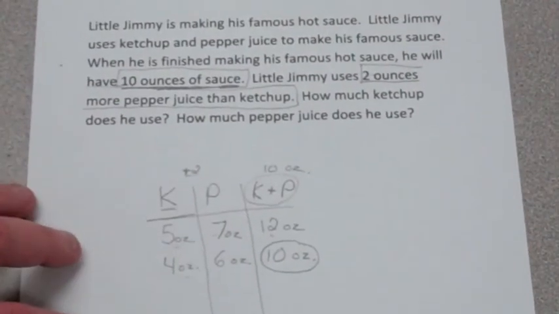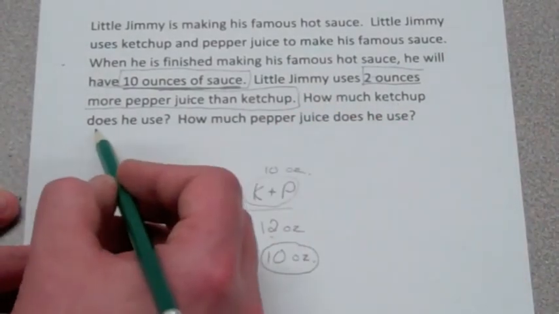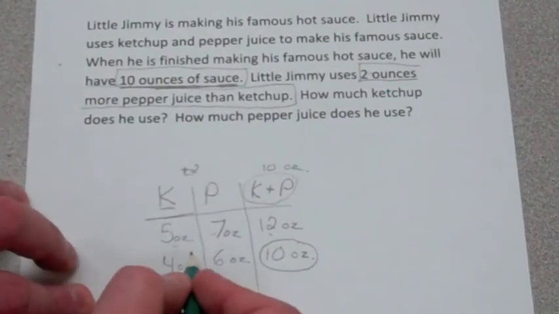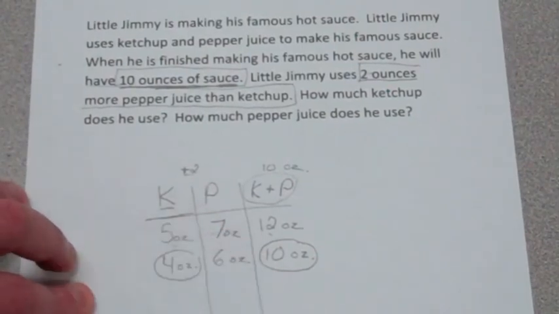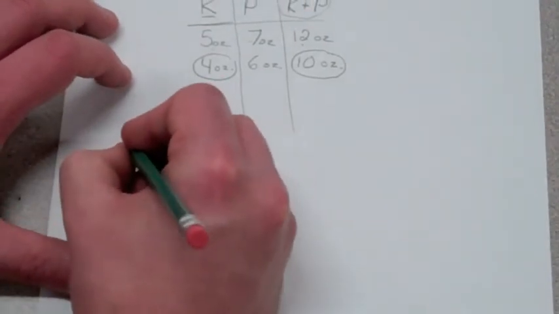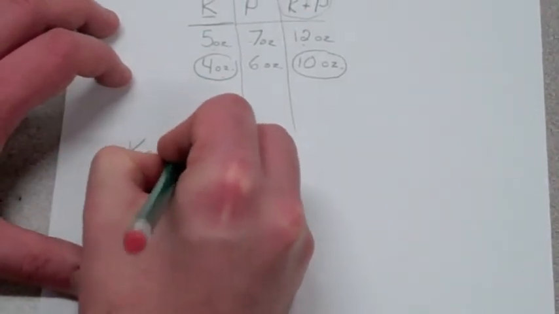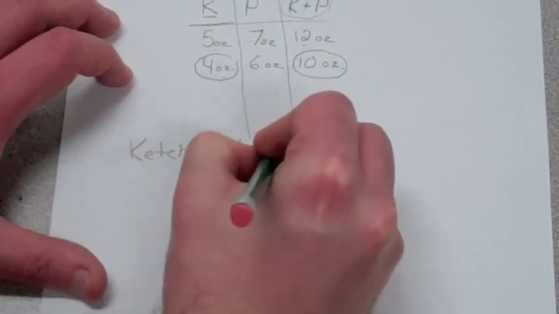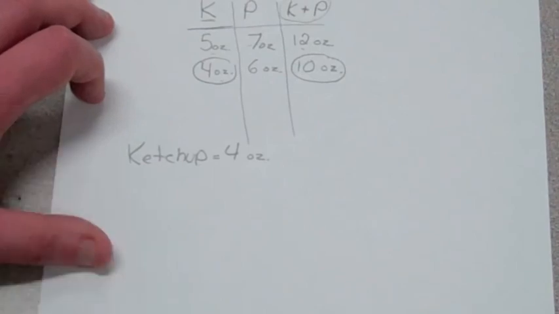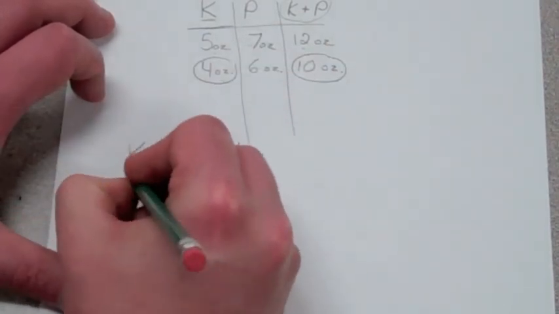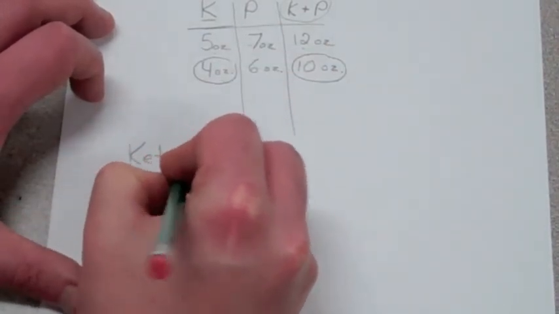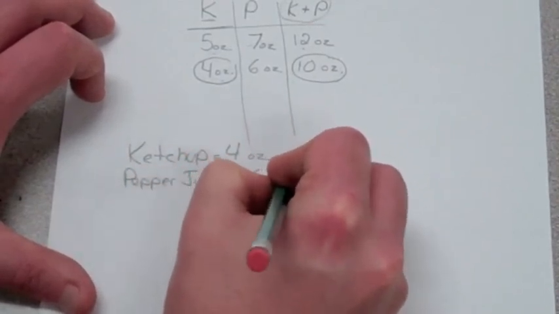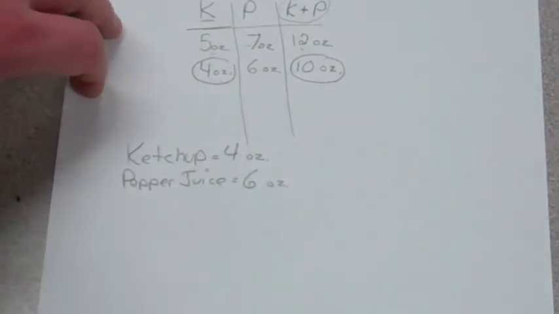The actual question of this says, how much ketchup does he use? How much pepper juice does he use? Well, how much ketchup did he use? He used 4 ounces of ketchup. So I'm going to write down here and say ketchup is equal to 4 ounces. And it wants to know also how much pepper juice did he use. Pepper juice is equal to 6 ounces for a total of a 10-ounce sauce.